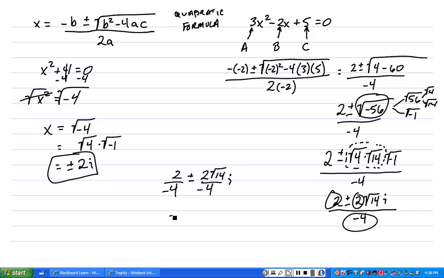This right here gives you a negative 1/2 plus or minus. This 2 over 4 will give you 1/2 again, but you don't have to write the 1 since you have the radical 14 in the top.